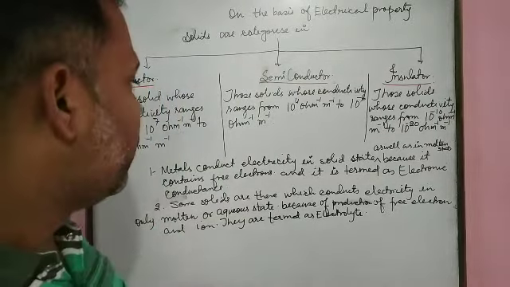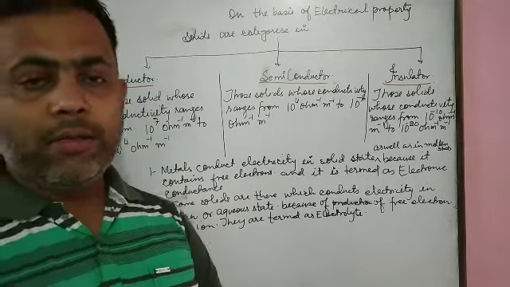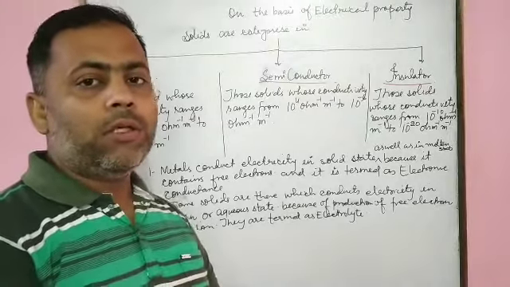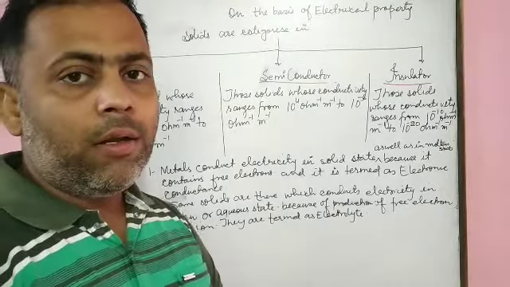What we know? We know iron is in solid state, copper is in solid state. They are metals, they are conductors.